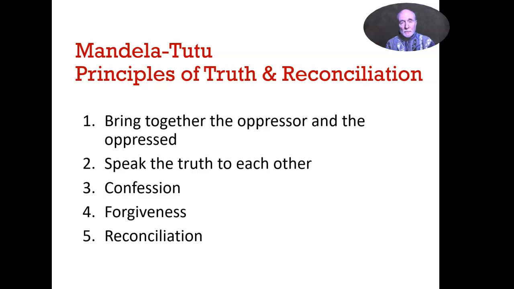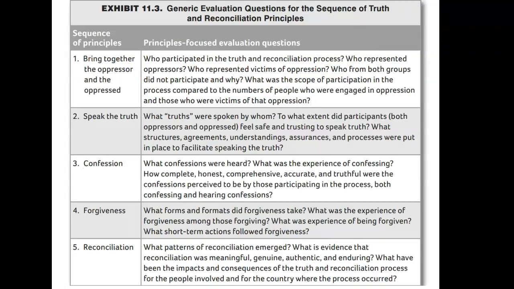Each of these steps in the Truth and Reconciliation process, each of these principles can and has been evaluated. Bringing together the oppressor and the oppressed leads to principles-focused questions like who participated in the Truth and Reconciliation process, who represented oppressors, who represented victims of oppression, who from both groups did not participate and why. What was the scope of participation in the process compared to the numbers of people who were engaged in oppression and those who were victims of that oppression?